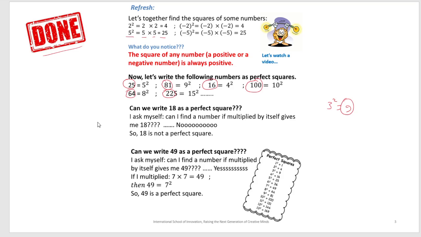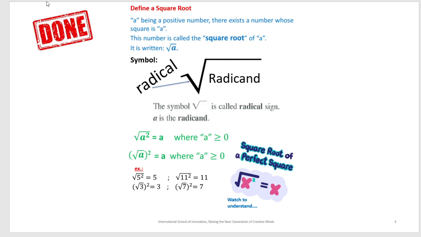And we took also in the previous video that the square root is called a radical, and the square root is the opposite of square. So 3 squared equals 9, and the square root of 9 equals 3. 7 squared equals 49, the square root of 49 equals 7, which are the opposite of each other. The square root sign is called the radical.